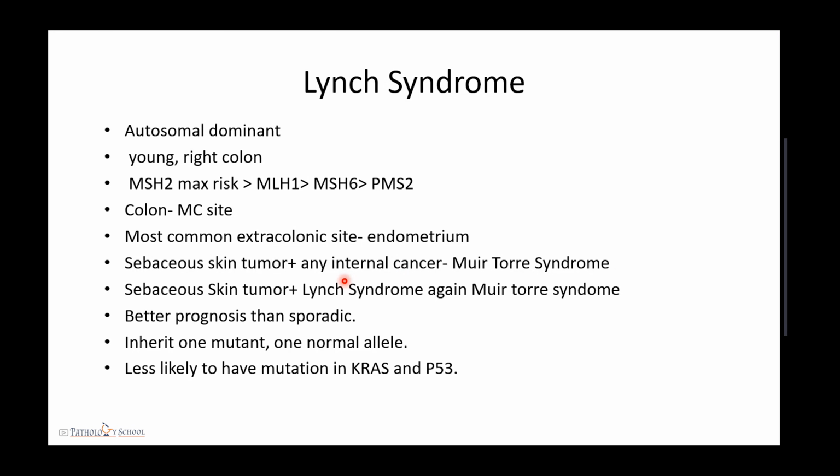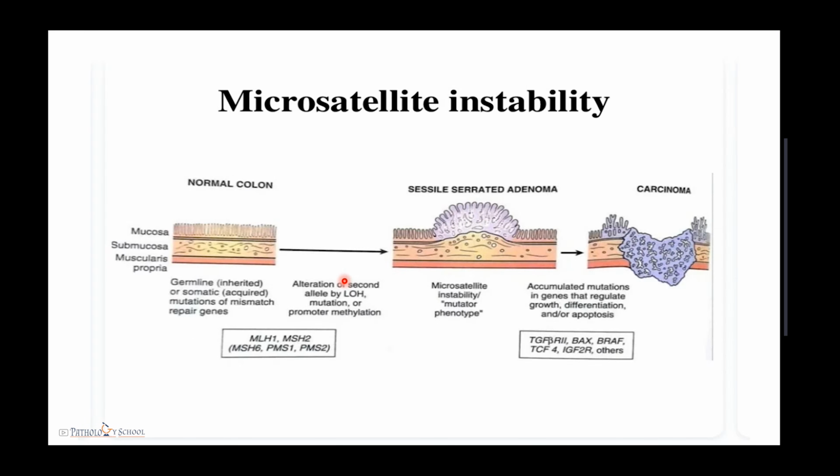Inherit one mutant and one normal allele, and it is less likely to have mutations in KRAS and P53, because we already know the KRAS mutation pathogenesis is involved because of the methylation at the CpG base, right? Now, this is a diagrammatic representation of microsatellite instability, which has been taken from Robbins.